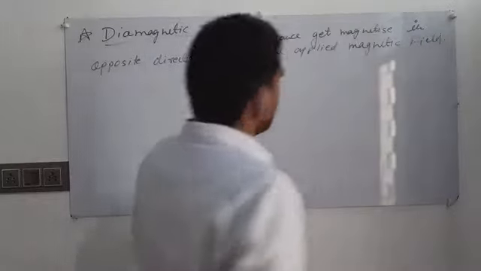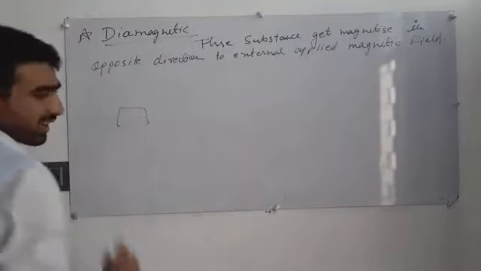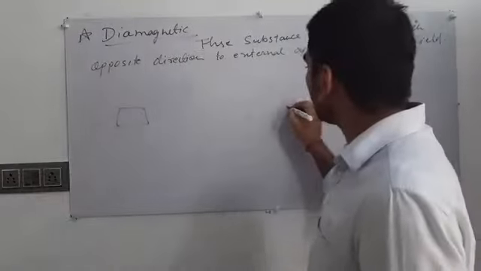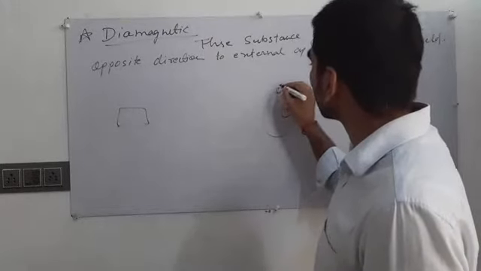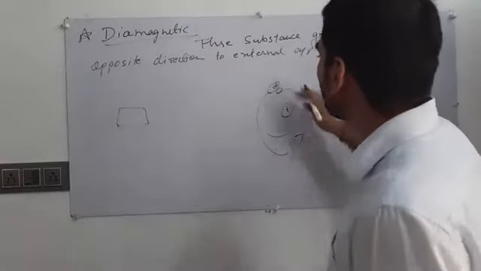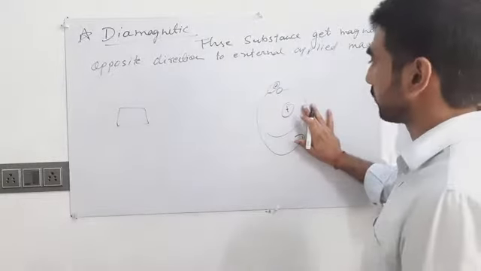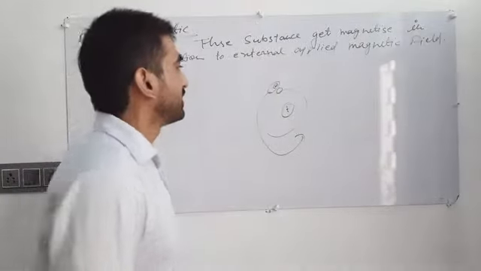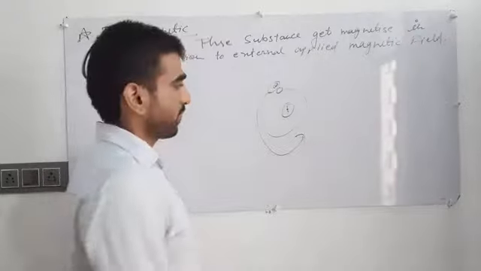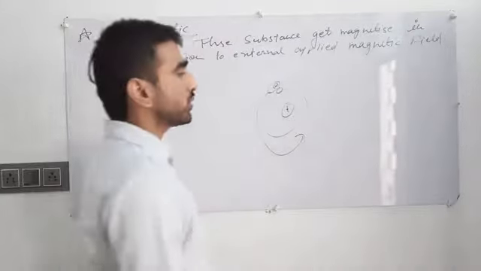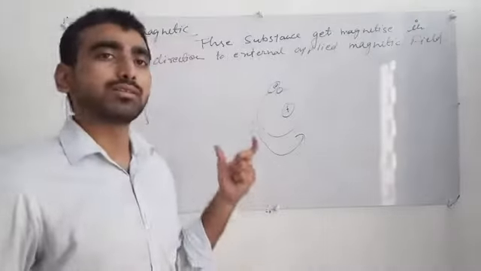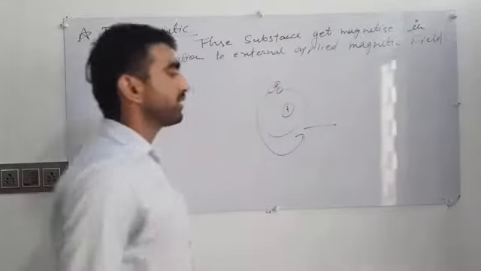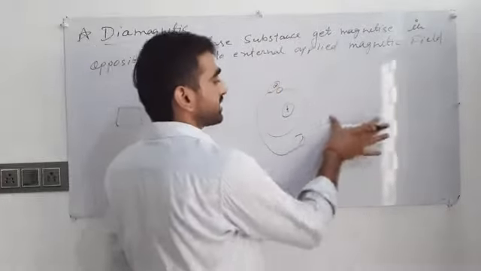Okay, if there is a diamagnetic material, you know that the electrons move around the nucleus continuously. By revolving in this manner, they form a current loop. And you know that due to a current loop, a magnetic dipole moment is created, which creates a magnetic field.